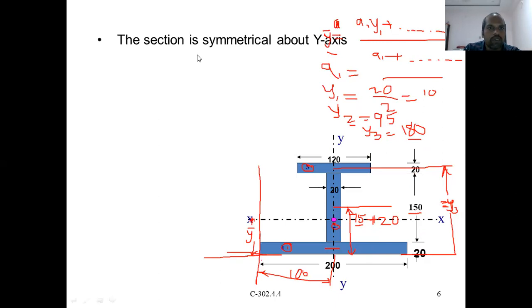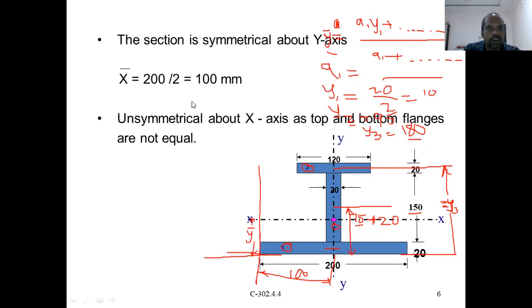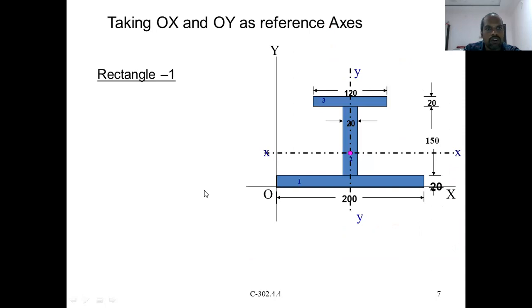This section is symmetrical about the y-axis. x bar is equal to 100 mm. But it is unsymmetrical about the x-axis, as the top and bottom flanges are not equal, because that's what we have discussed, right? They are not equal in size. This is 120, this is 200. Not equal means unsymmetric. So therefore, y bar is to be calculated. How to calculate the y bar?